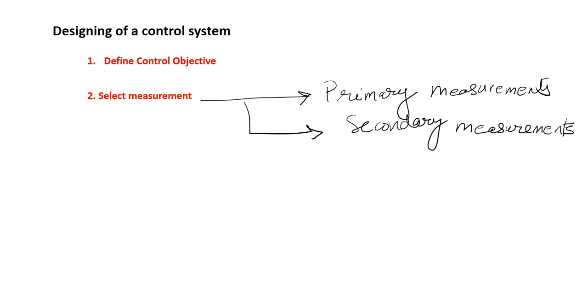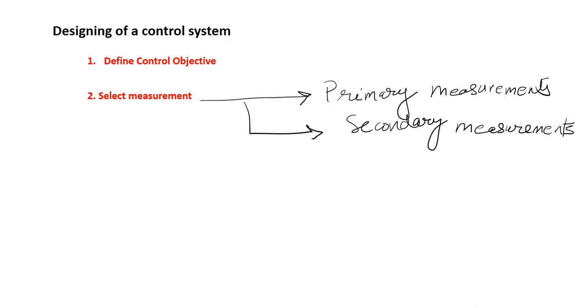Now primary measurements are something which can be directly measured or directly monitored, which represents basically your control objective. Like for example, temperature can directly be measured. If the controller objective is to control the outlet temperature, then that temperature can be categorized as the primary measurement. Clear?